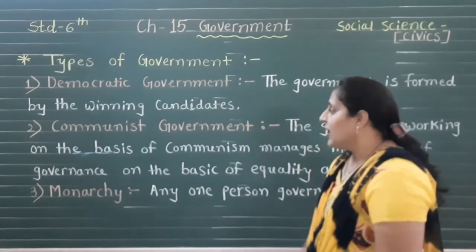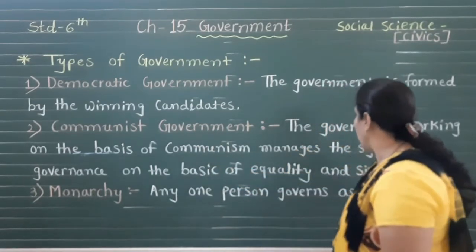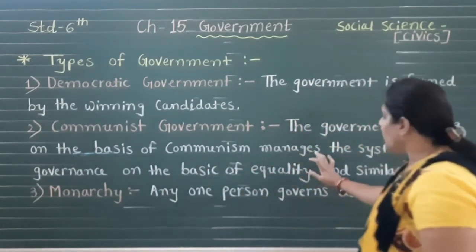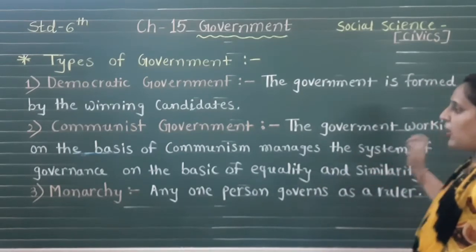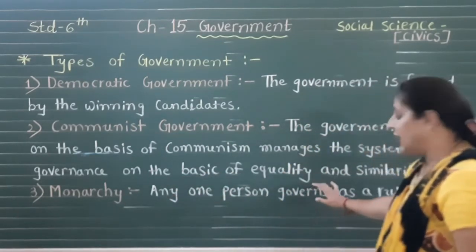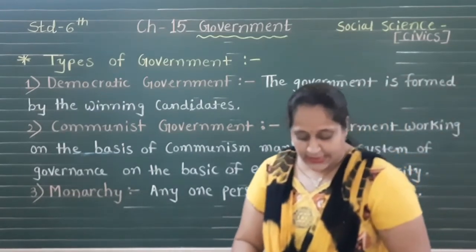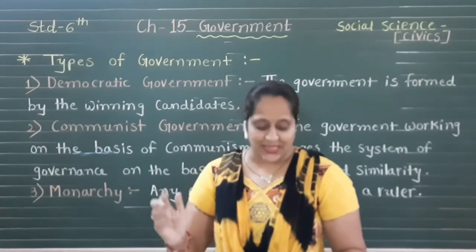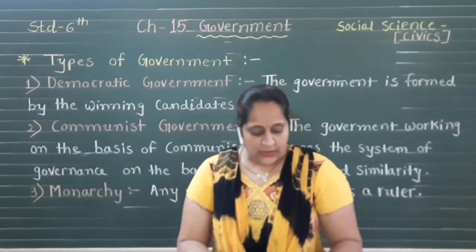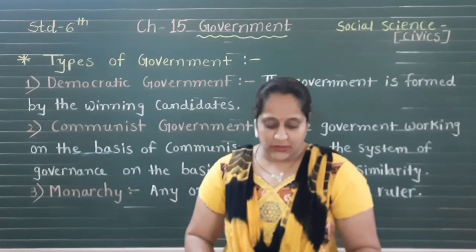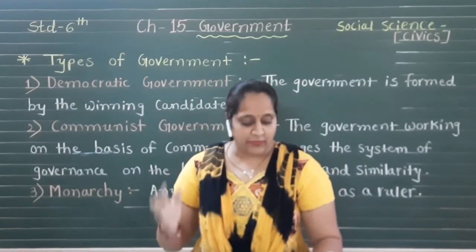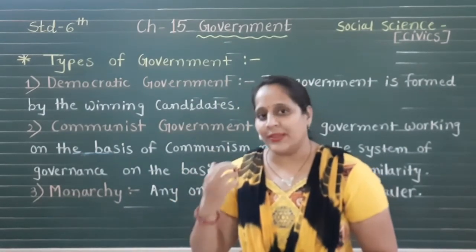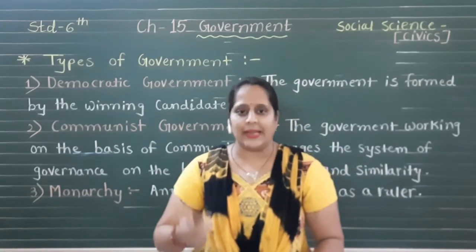A second point is communist government. In this government, the government works on the basis of communism. Communism manages the system of governance on the basis of equality and similarity. Yes, this is another kind of government. In this type of government, importance of equality and similarity is given to all. In many countries of the world, government working on the ideology of communism is seen. What is meant by ideology? It means here also they follow some rules and regulations according to their rulers or their leaders.